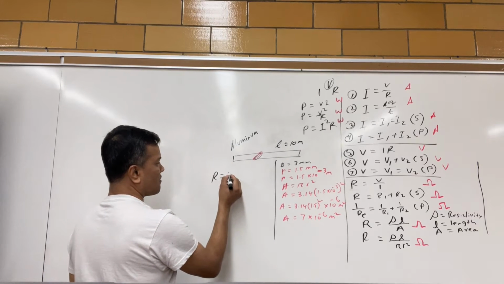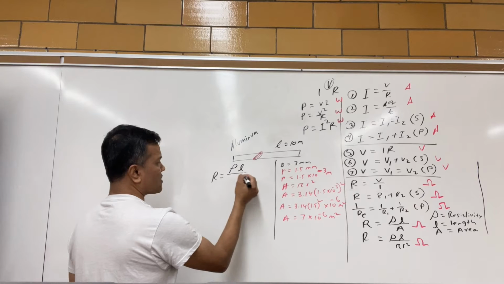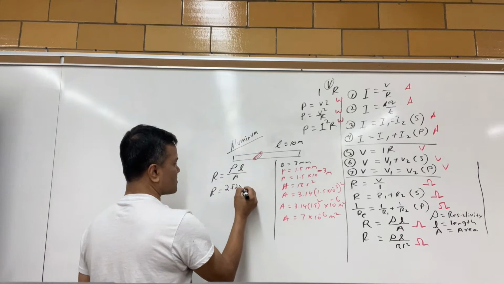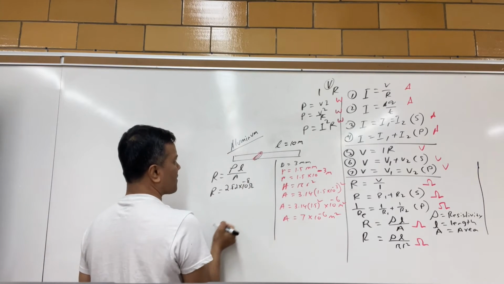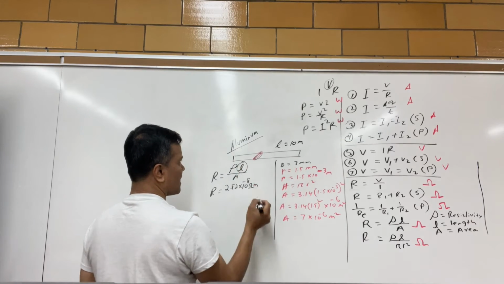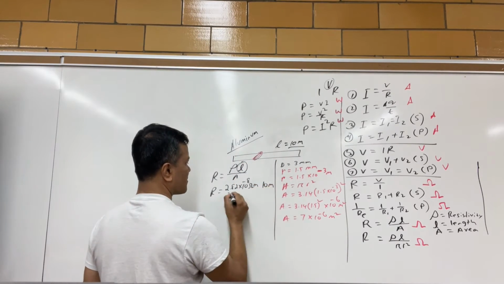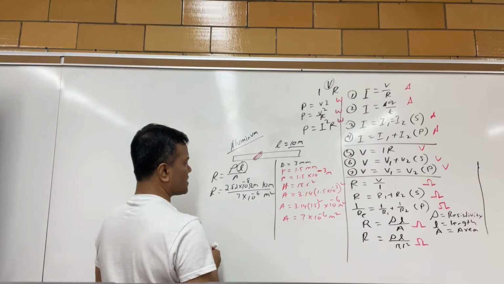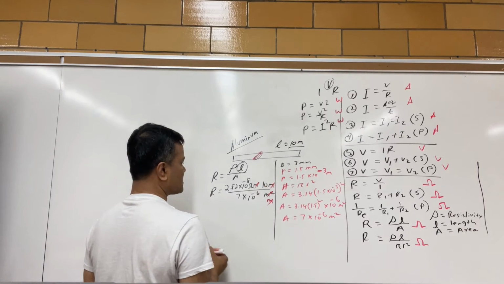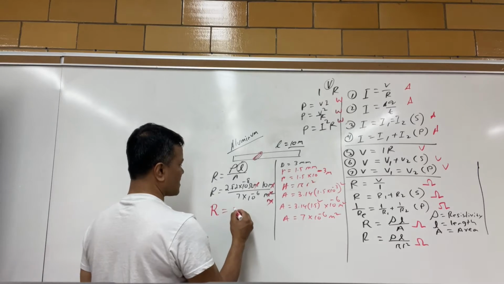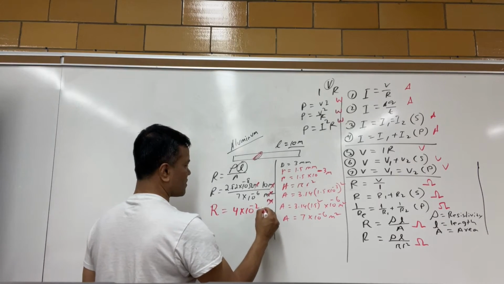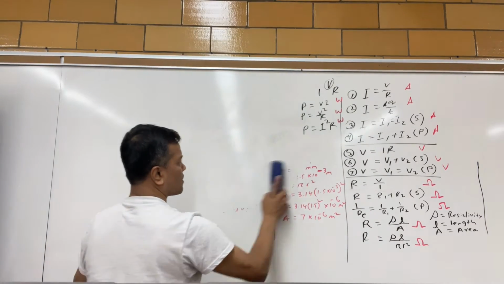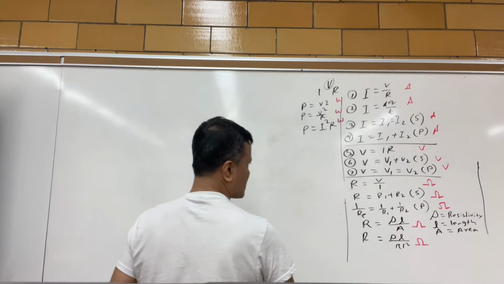Resistance is rho times length over area. So rho for aluminum is 2.82 times 10 raised to negative 8 omega meter. The length is 10 meter, and the area is 7 times 10 raised to negative 6 square meter. Meter goes to square meter once, meter cancels. So your resistance is 4 times 10 raised to negative 2 omega. Okay, so we're done with this one, the resistance.